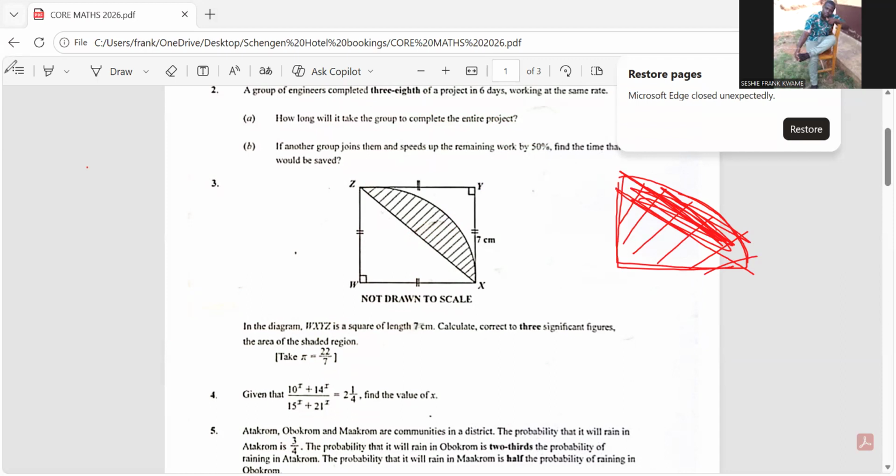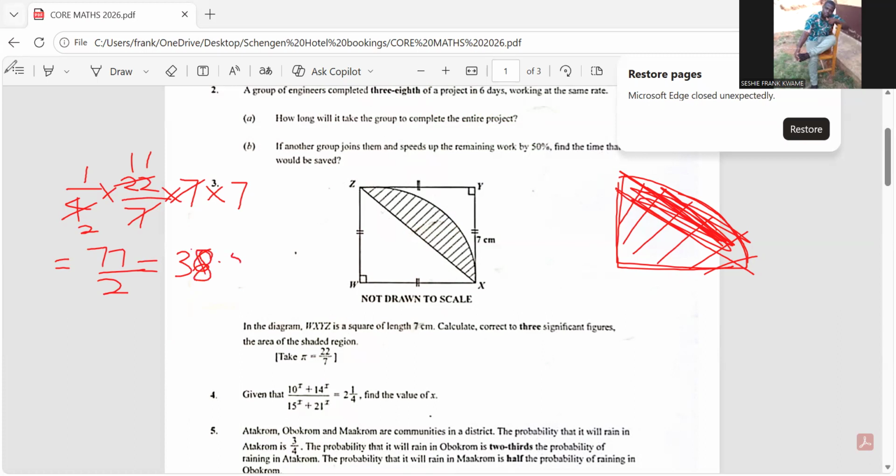This is a quarter of the circle. So a quarter times 22/7 times the radius, which is 7 times 7. The 7s and 2s cancel out, which gives 77 over 2, that's 38.5 cm squared. Now, the triangle is half times base times height.